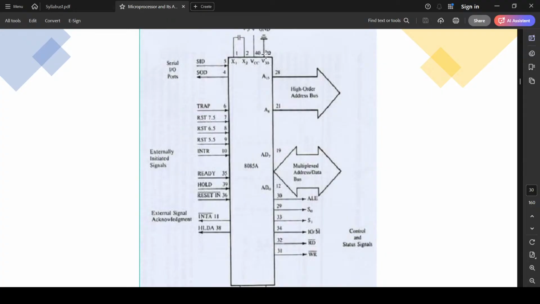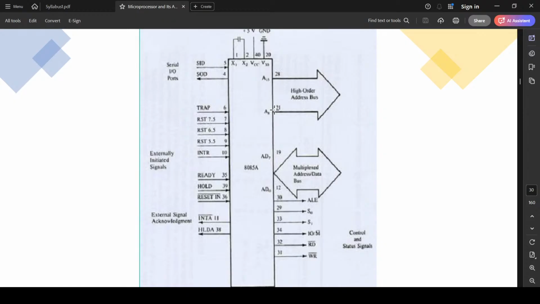And the VCC is at 40. After 20, it should be 21. Okay, it goes like 1 to 20, then 21 to 40. And this is GND at pin 20. Here was VCC, that is ground. We remembered, guys, we remembered.